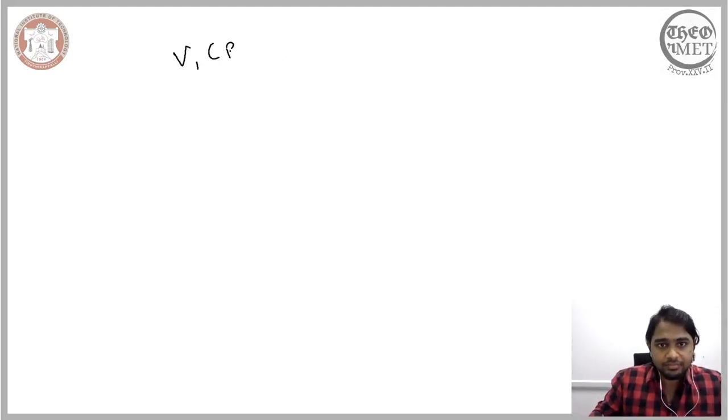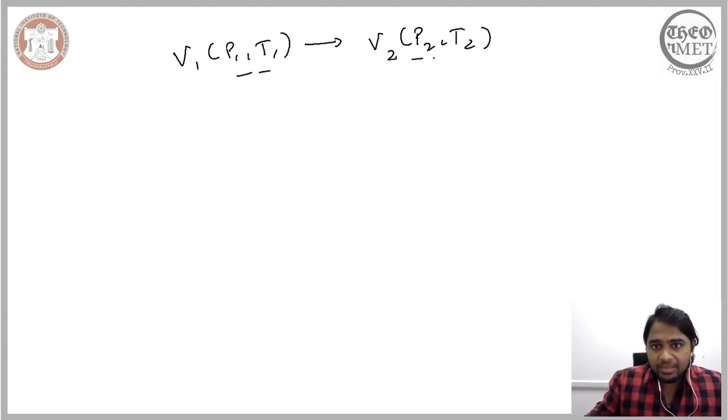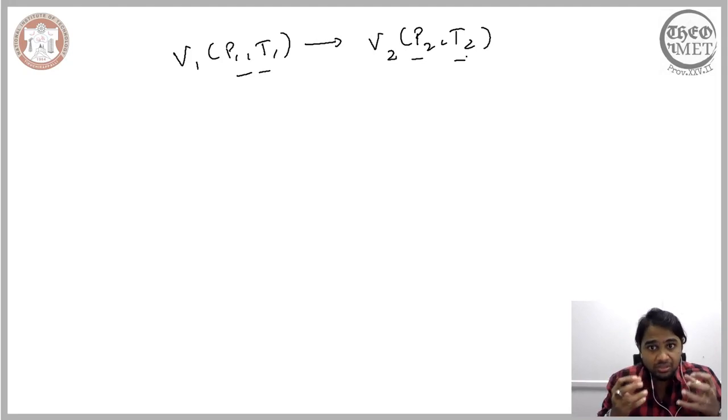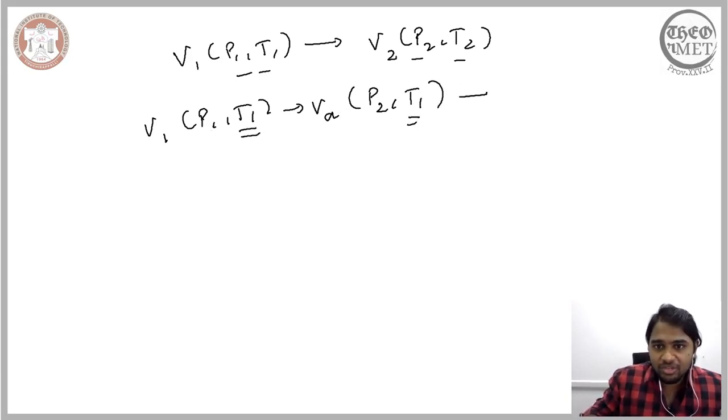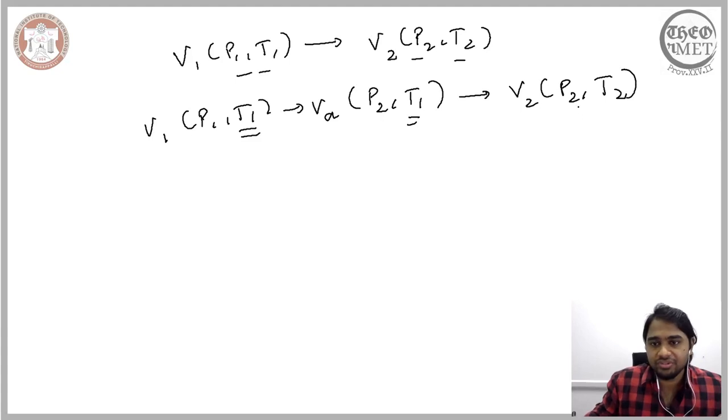So when your system moves from an initial state to a final state, and both pressure and temperature are changing simultaneously, it is possible for us to introduce an intermediate step where one of these two variables is held constant. In the intermediate step, during the first step, the temperature is held constant while the pressure reaches its final value. In the second step, since the pressure has already reached the final value, we hold the pressure constant and change the temperature. Now this is all what we saw in the previous lecture.